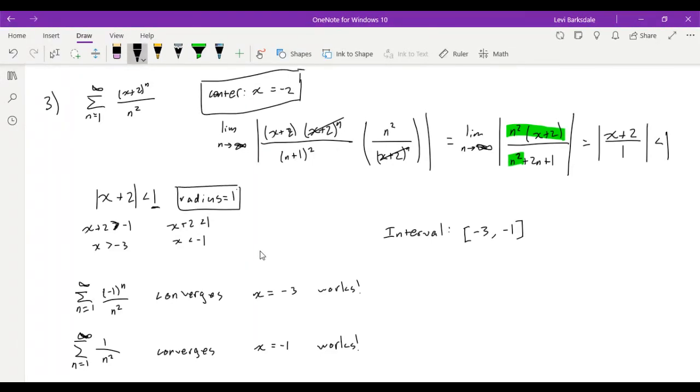And that is how you find the radius and interval of convergence of some power series. The ratio test is very helpful in these cases.